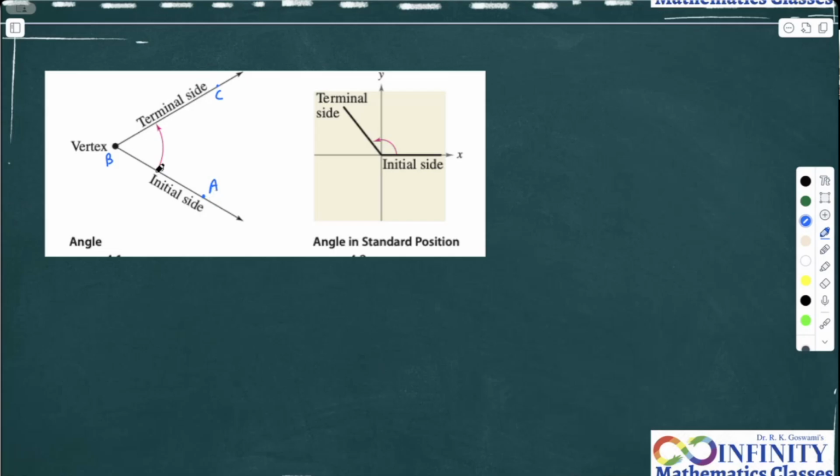Whatever the inclination, we will be measuring this in terms of the angle there. So there is one side you call the initial side, there is another side you call the terminal side, and this you already know. I'm not interested there.